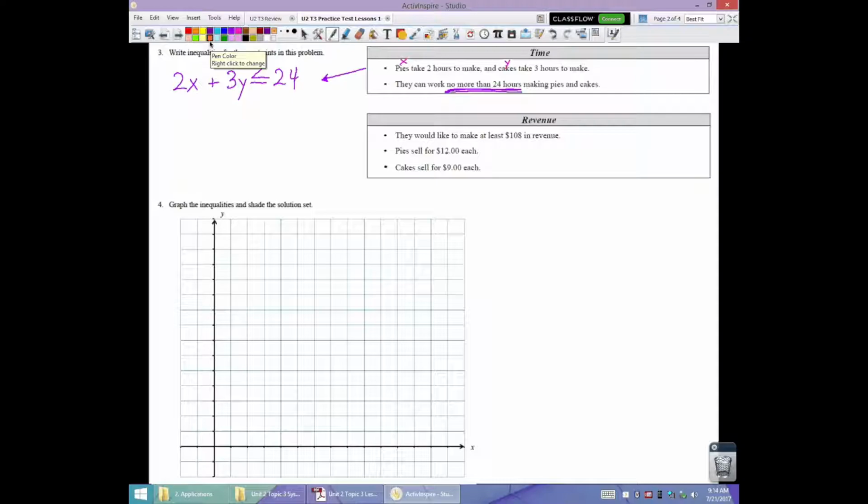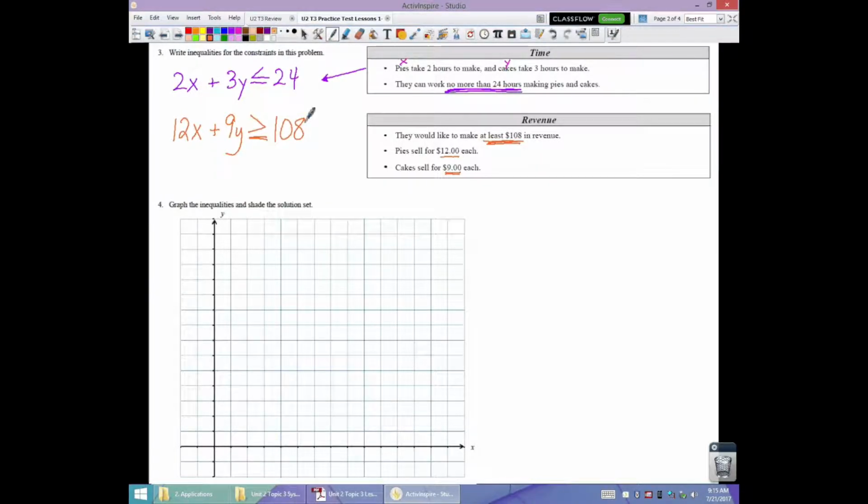For the revenue constraint, we want to make at least 108. So that means at the very lowest 108. We would certainly be happy with more. We're going to sell pies for $12. Well, I'm baking X pies. I'm going to hope to sell all of them, so I will make $12 for every one of those X pies. And then my Y cakes will each sell for $9 each. So I'm going to add on $9 for every cake. And how do I indicate I want at least 108? That means I want greater than or equal to $108.